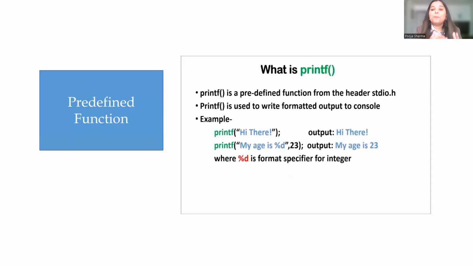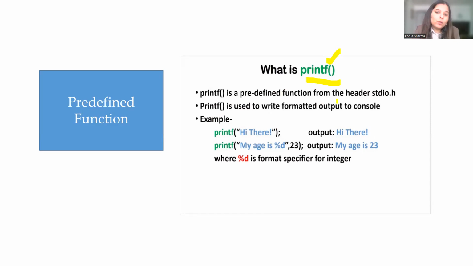Now, what is a predefined function? So if you want to print anything in C programming, you use printf. So what is printf? Printf is a predefined function. See how I get to know that it's a function? At the end, it is having these brackets. So this will show me that this is a function. And printf is a predefined function.